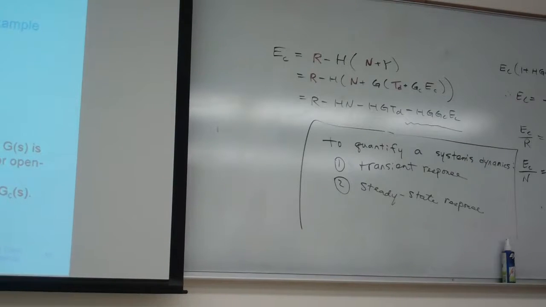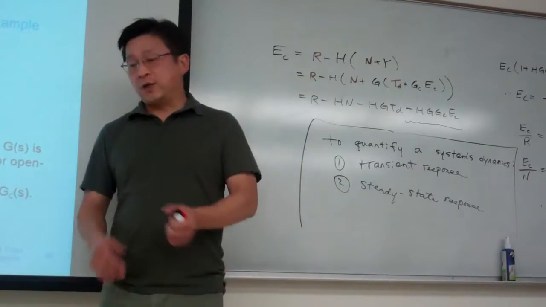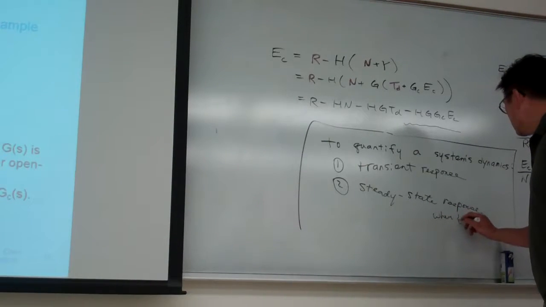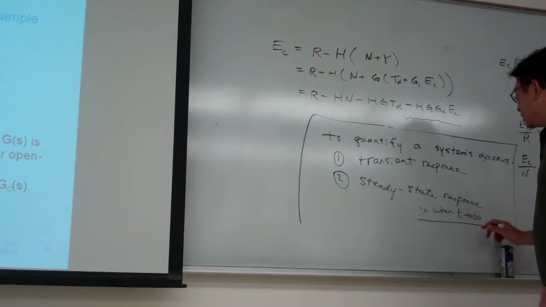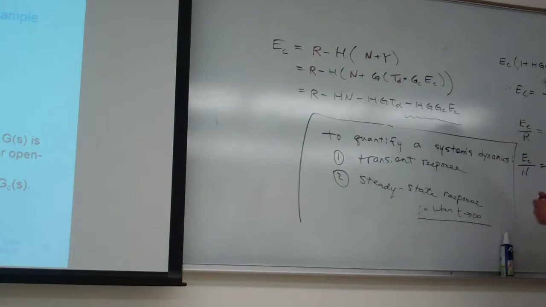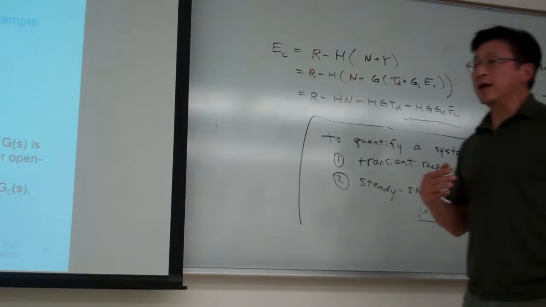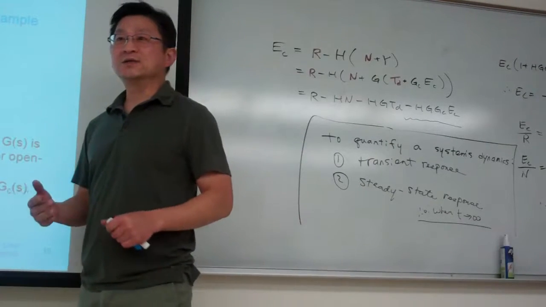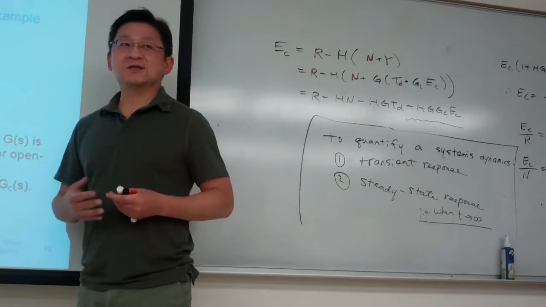And sometimes people will go to the perpetual response, which means the steady state response. Steady state means when time approaches infinity. So that pretty much is what the system looks like at its equilibrium situation. It's not equilibrium, basically just steady state response.